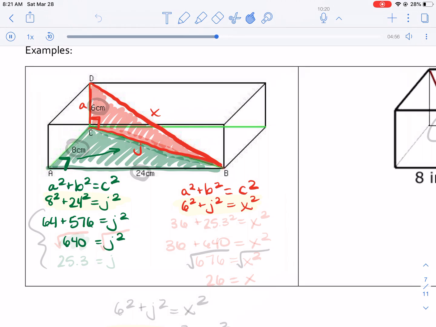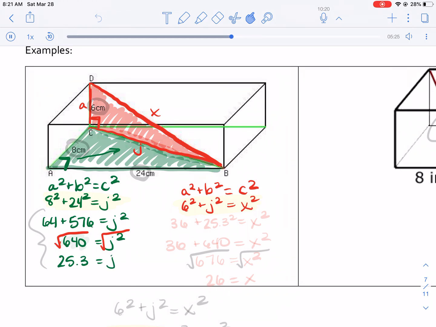I kind of want to find the length of J so I can put it in that other equation. So let's go ahead and take the square root of both sides so I can find j. So the square root of 640 is 25.298, so about 25.3. So there's my new length, and that's equal to j.